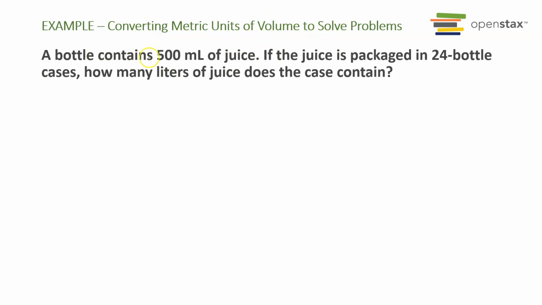So what about volume? A bottle contains 500 milliliters of juice. If the juice is packaged in 24 bottle cases, how many liters of juice does it contain? So you may need a little more math here. We've got 24 bottle cases, so 24 500 milliliter bottles. So that's going to be 24 times 500 milliliters.